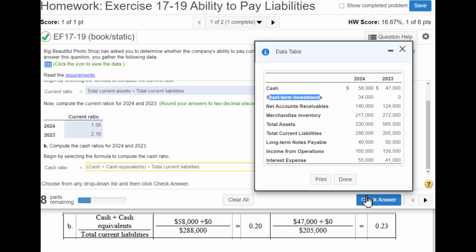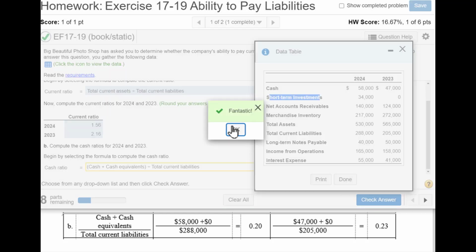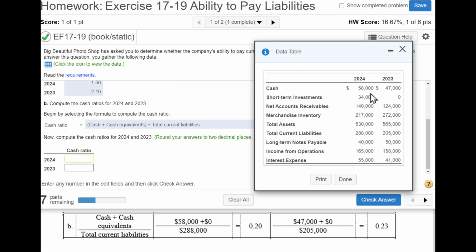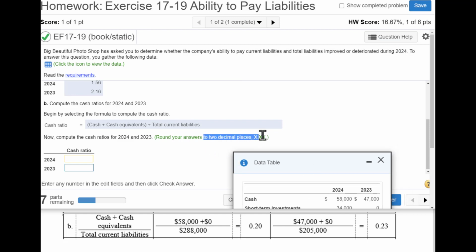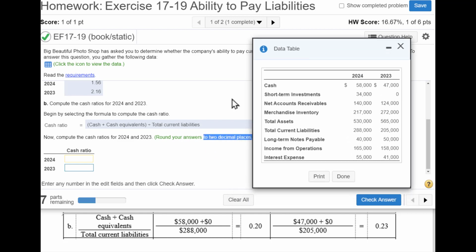Okay, so let me check my answer. So for 2024, we're going to take cash, 58,000, divided by total current liabilities, 288,000. We get 0.20 because it says round to 2 decimal places. 0.20. And then for the next year, for 2023, we get 47,000 plus $0 of cash equivalents, and divide by $205,000 of total current liabilities gives us 0.23.